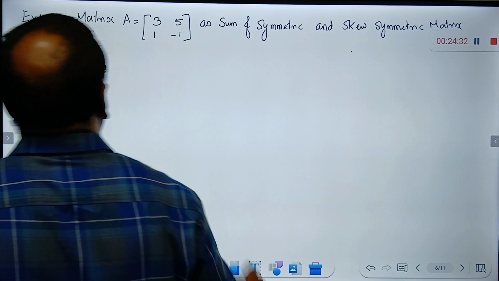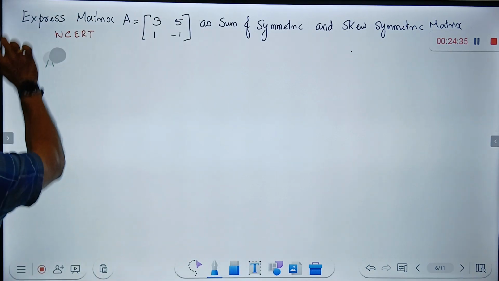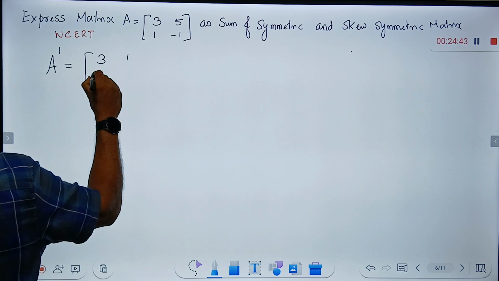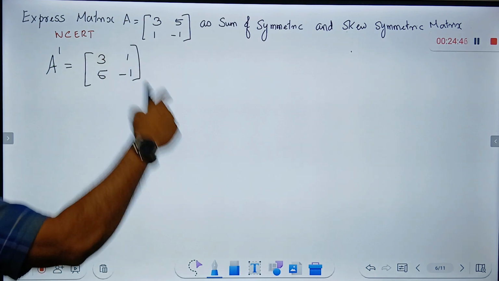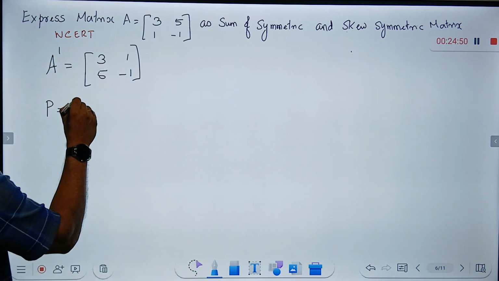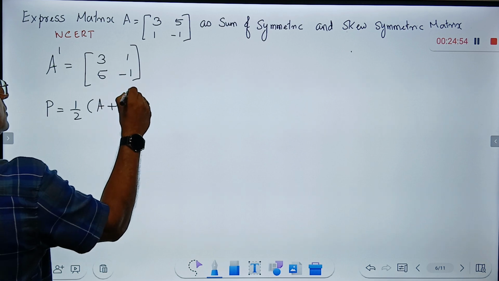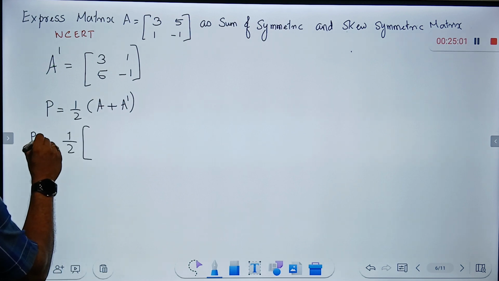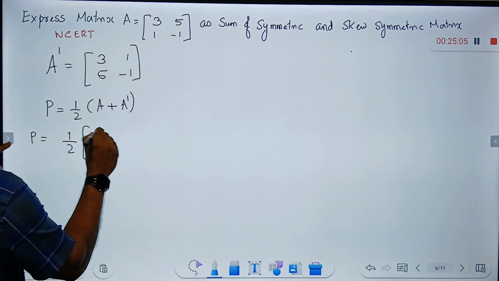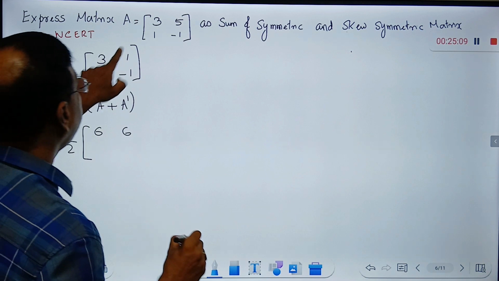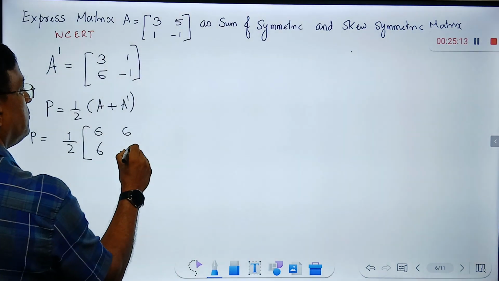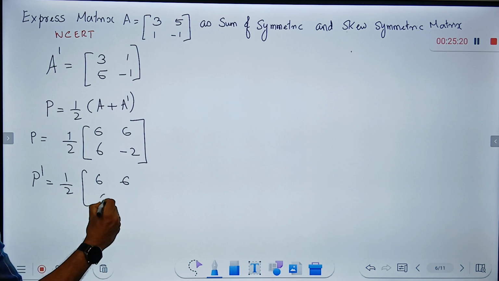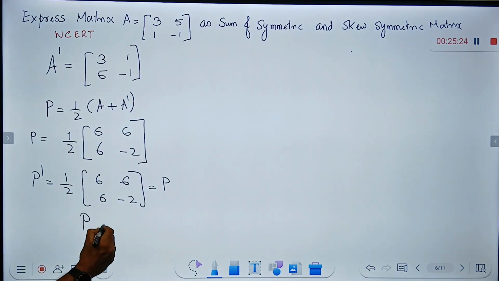Now let's continue further. Let's look at this matrix A. This is A. I will take A transpose. What is A transpose? A transpose is 3, 1, 5, minus 1. Interchanging rows and columns, right? Now I want to find P. What is P? Half of A plus A transpose. What is A plus A transpose? 3 plus 3, 6. 1 plus 5, 6. 5 plus 1, 6. Minus 1, minus 1, minus 2. Now what is P transpose? Half of 6, 6, 6, minus 2, which is nothing but P. Very simple. P is symmetric.